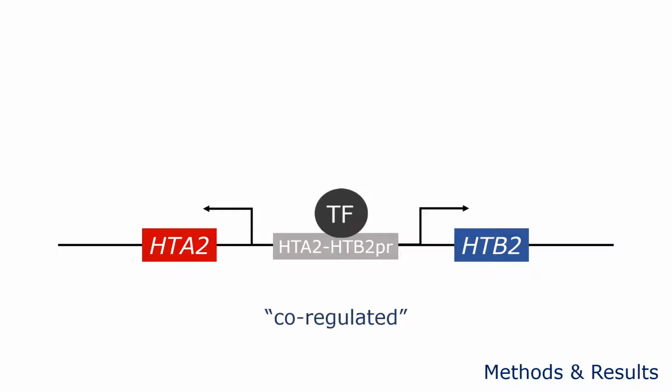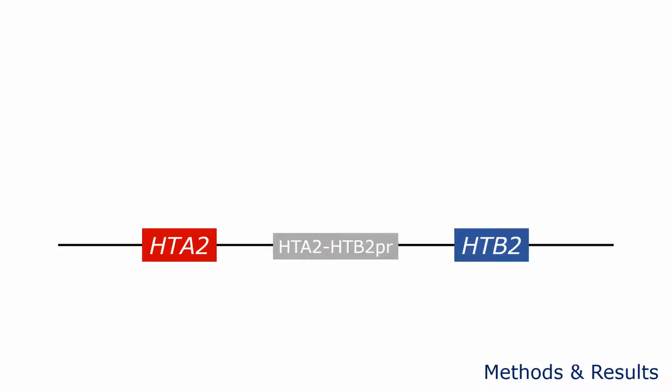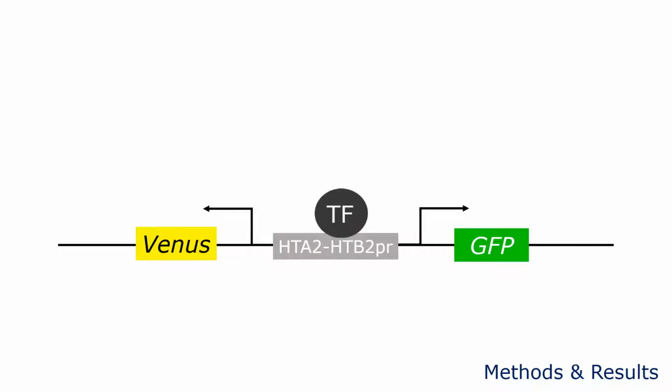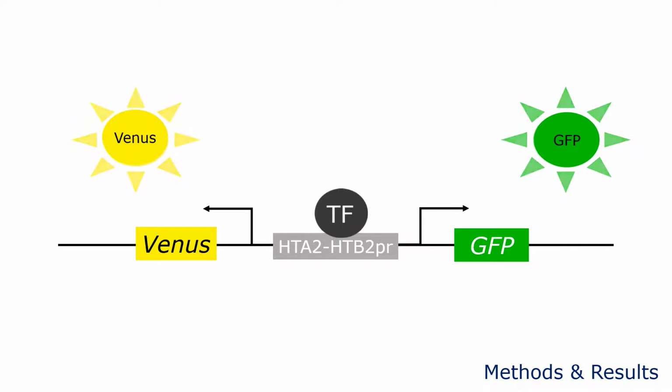To investigate the activity of this promoter in single cells, the authors create a transgenic strain of yeast with HTA2 replaced with a gene encoding the protein Venus, and HTB2 replaced with a gene encoding green fluorescent protein, or GFP. Now, when a transcription activator binds to the promoter, this induces the expression of Venus and GFP, which fluoresce yellow and green respectively under UV light.